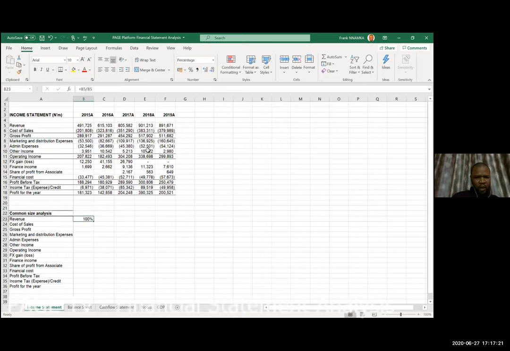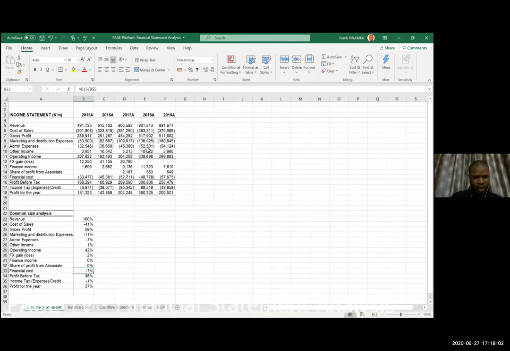Since we'll be dragging down to get revenue over cost of sales, revenue divided by gross profits, admin expense, other income, and what have you, what we'll do basically is to come back here and lock the denominator, which is still B5. I want it to remain in row 5 because we're going to drag across, so we apply a dollar sign on the 5. And that is it. With this, I can comfortably run down to profits for the year.